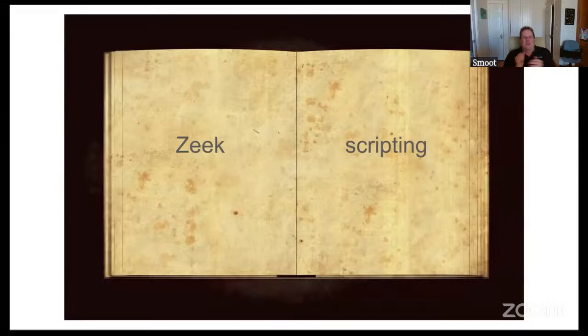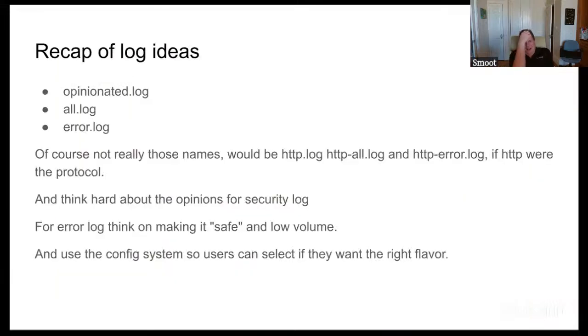So with that, I'm going to recap it for Zeek and then for Spicy. So the log ideas. The recognition here is that Zeek logs are opinionated. And the structure I found to be useful was to have the opinionated log, an all log, and an error log. Of course, they're not going to be called that. So if it was HTTP, it'd be HTTP, HTTP all, and HTTP error.